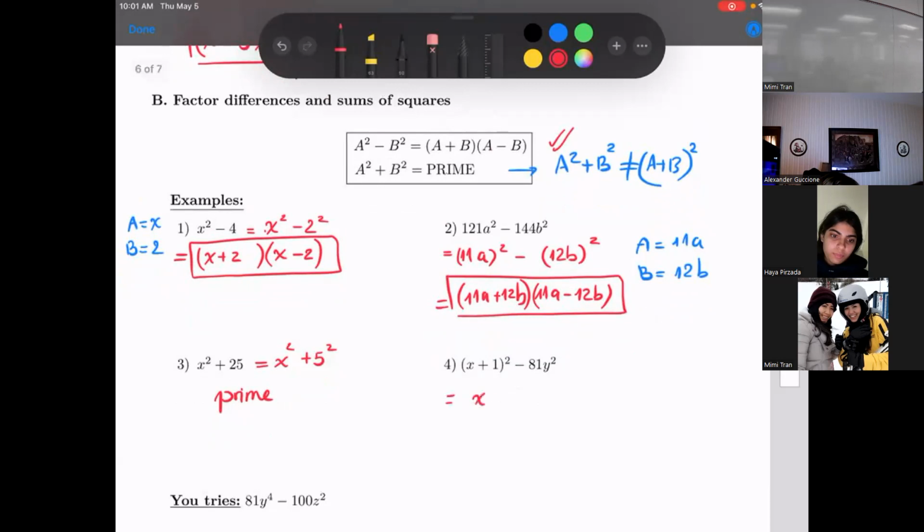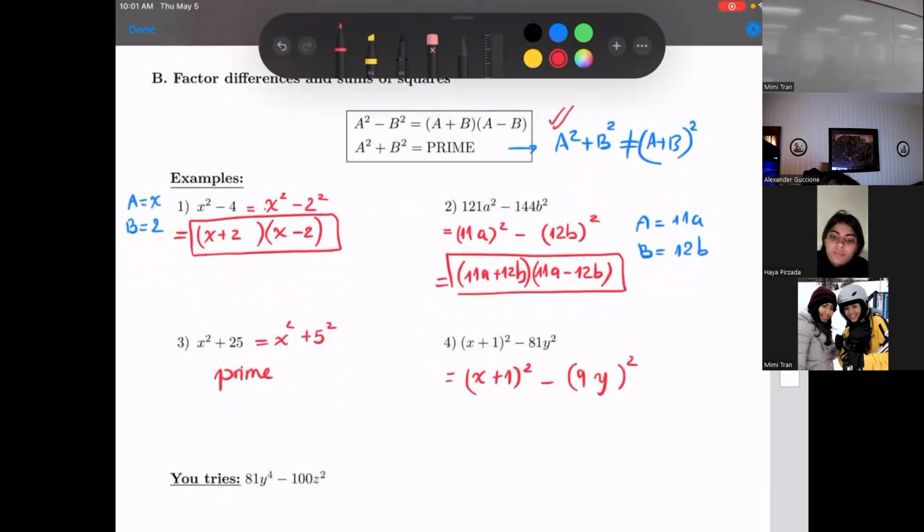Okay, so 4, let me rewrite it a little bit. So I have (x plus 1) squared, minus something squared here. What number squared gives you 81? 9, and then y squared, right? And then here now a is x plus 1, and your b will be 9y. If you can recognize that, then you're almost done. Now all you have to do is plug in a plus b.